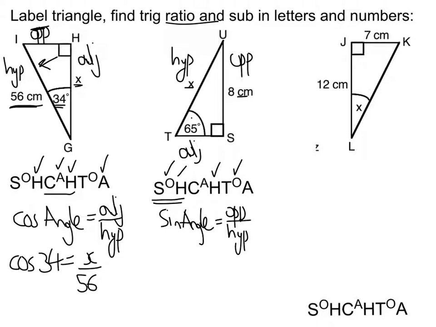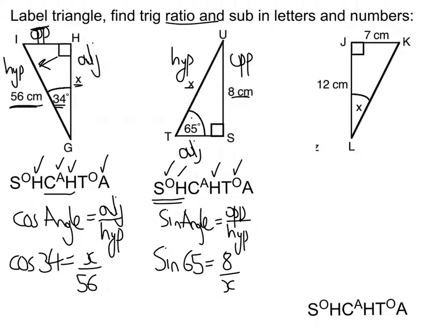Now lastly, I'm going to start subbing in my letters and numbers. So in this case, sine angle, well the angle is 65, so put that in. Op in this case is 8, and the hypotenuse is x. So sine 65 is equal to 8 over x.